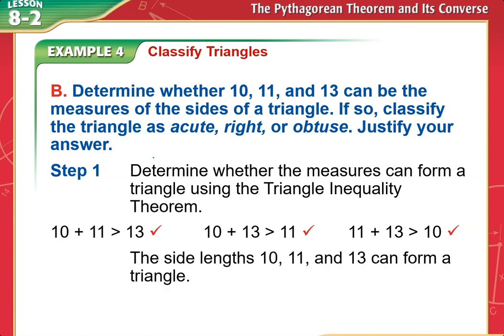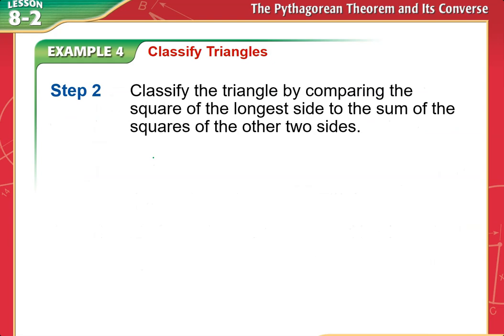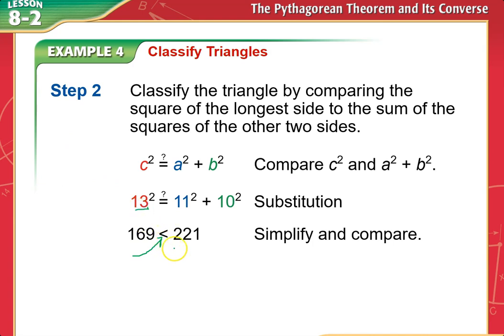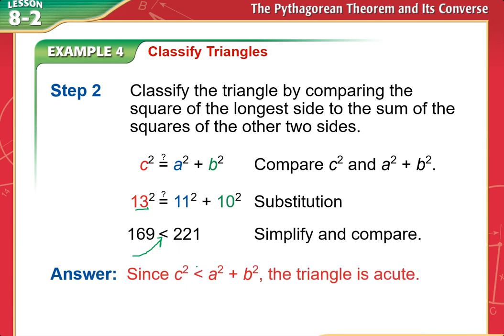Okay, and now what we're going to do is check to see if it fits the Pythagorean theorem. So when we check this time, we end up with 169. That's the longest side squared, and it is less than the sum of the other two squares. Remember? So the longest side squared is less than, think of it as less than 90, that would be acute. So therefore, the triangle is acute.